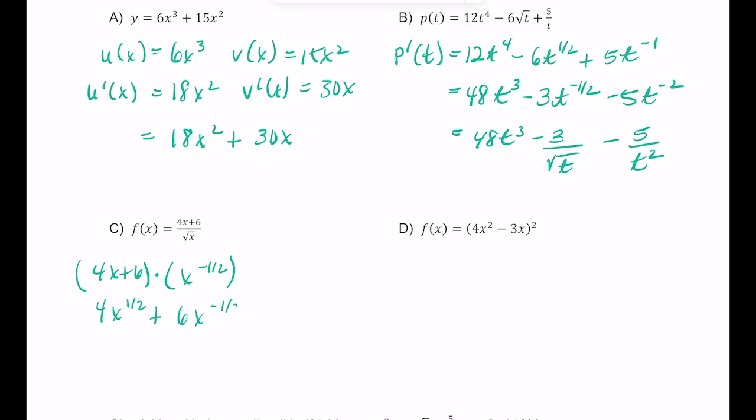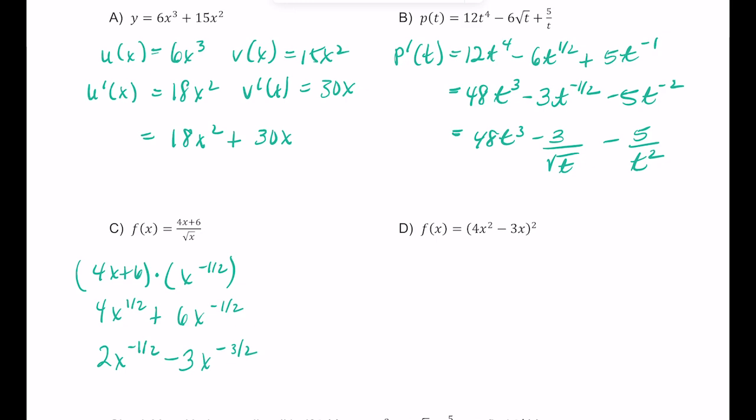And then I'm going to take the derivative. So 1/2 of 4 is 2. And then you're going to decrease the exponent by 1. So you get 2x to the negative 1/2. And then negative 1/2 times 6 is negative 3. X to the negative 1/2 minus 1 gives you negative 3/2.